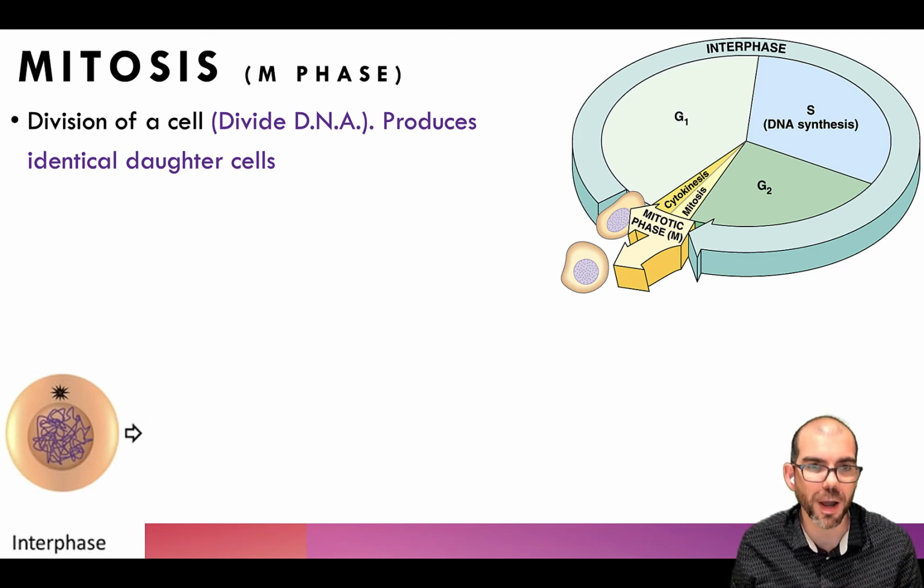During this phase, the primary goal is to divide DNA. By dividing the DNA, we're going to be able to have one cell become two identical daughter cells. This is asexual reproduction, so there's no genetic diversity.